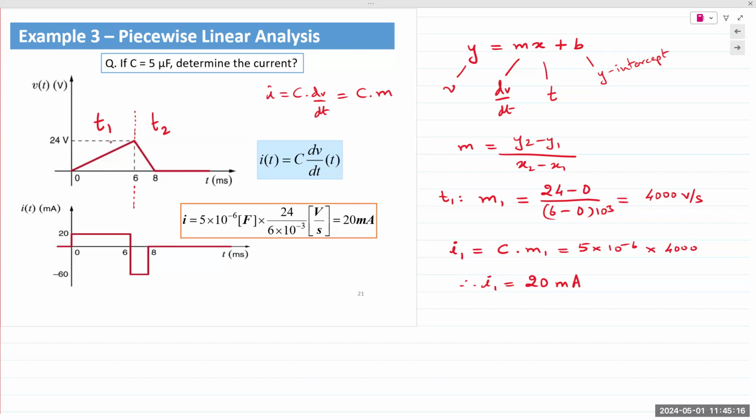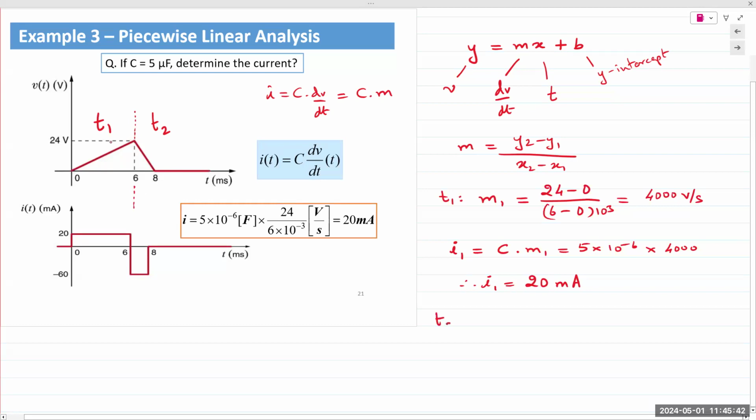You can go ahead and solve for the second portion. Determine the slope, multiply with the capacitance, see what answer you get. Take the two endpoints. The two endpoints would be right here. Coordinates would be 6 and 24. And then for the last one, it would be 8 and 0.